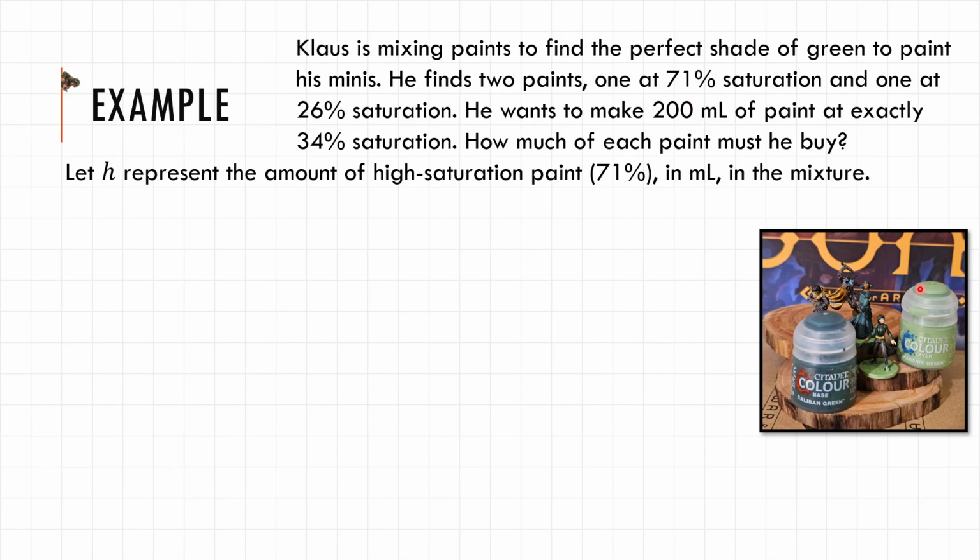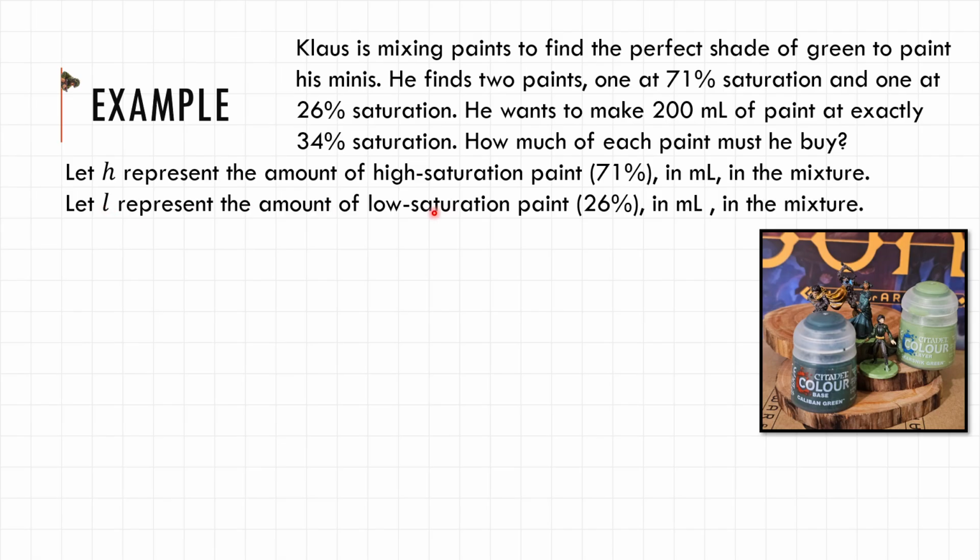The other paint, the low saturation paint, is going to be represented by L, and that is the 26% saturation. And that is also measured in milliliters. And we know that he wants to make 200 milliliters of his special perfect shade. And so if we take the amount of high saturation paint and the amount of low saturation paint and we add them together, however much we're using in our mixture, we need to get exactly 200.